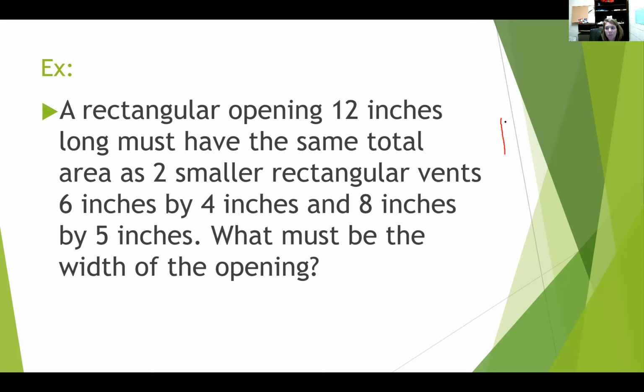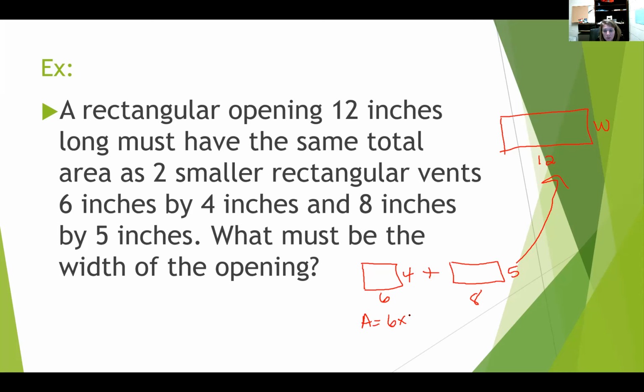So I have a big rectangle here, and I know the length of this is 12, but I don't know the width, okay? And then I have 2 smaller rectangles. That is a 6 by 4, and another one that is 8 by 5. And the total of these adds up to this area, okay? So what we need to do is find the area of this one, and find the area of this one, and find the total area, and then we'll set that equal to this to be able to find the width, okay?